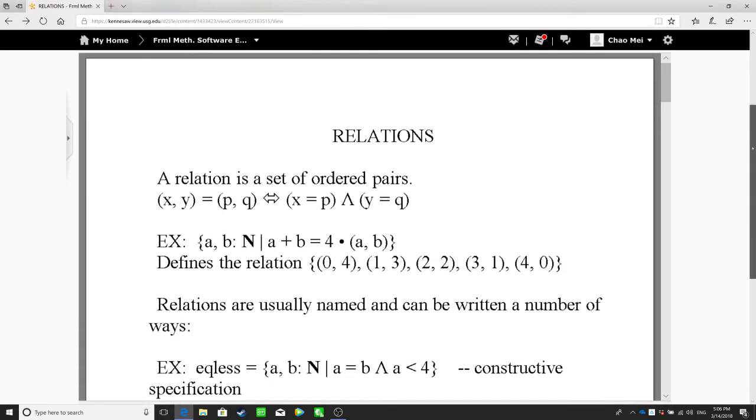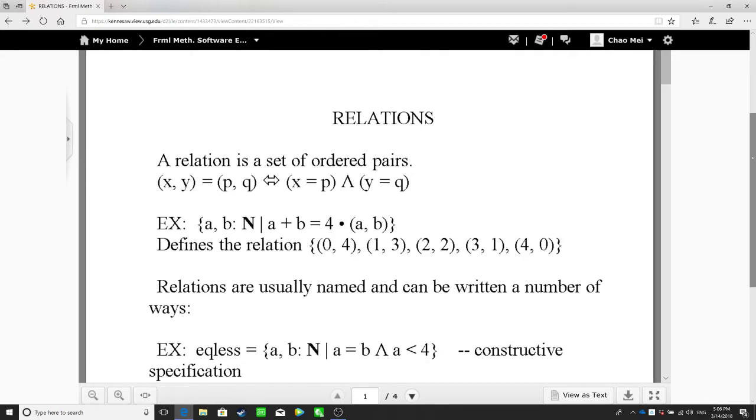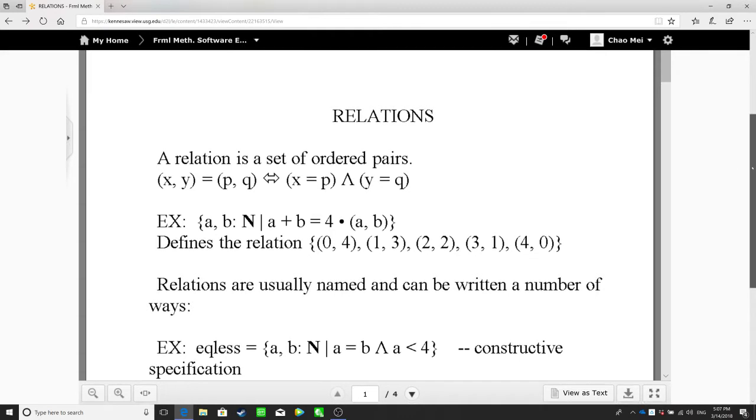Okay, some review. We learned about relations on Monday, right? A relation is a set of ordered pairs. We define relations two different ways. First is we list all of them, which is the straightforward way, but not the easiest, because there are a lot of situations where you cannot just list everything. So we use predicate expressions to define the constraints you put on the element, meaning the left element and the right element of that pair.